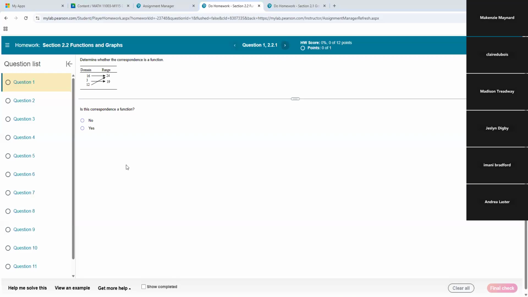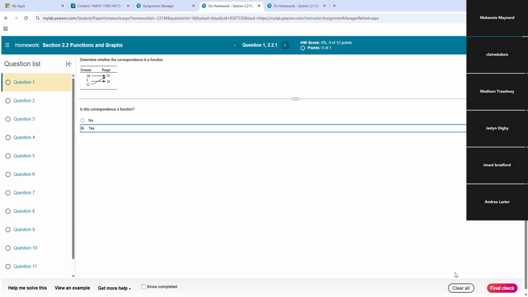All right, so what do y'all think on this one? Is this correspondence a function? 16 is pointing to 24, 3 is pointing to 19, and then 12 is pointing to 24. So y'all, that is definitely, what you got, Jasmine? Yes, perfect. So you'll check that.